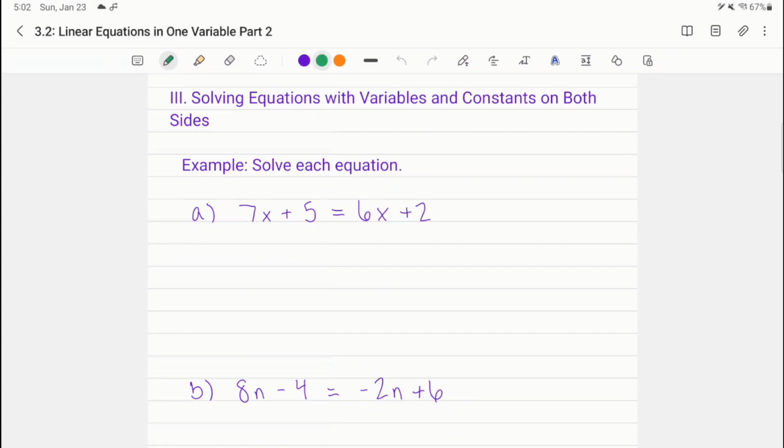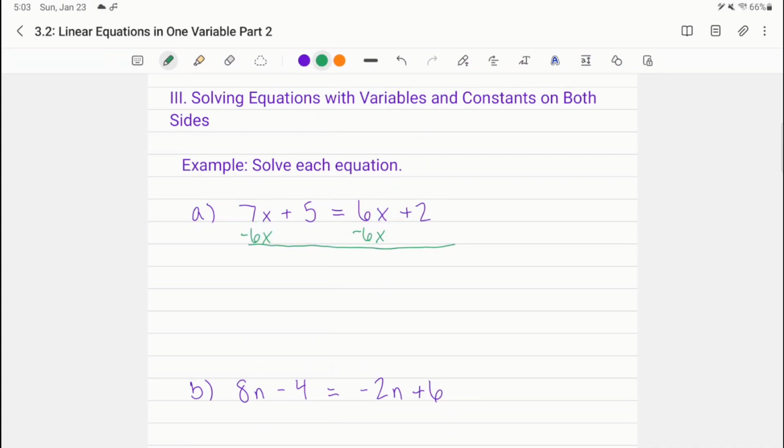The first thing you're going to want to do is get all the variable terms to one side, and I do highly recommend starting with the variable terms because students make fewer mistakes when they do it that way. And usually what I recommend is you cancel out the smallest variable term. So between 7x and 6x, 6x is smaller, so I'm going to cancel that out and subtract 6x from both sides.